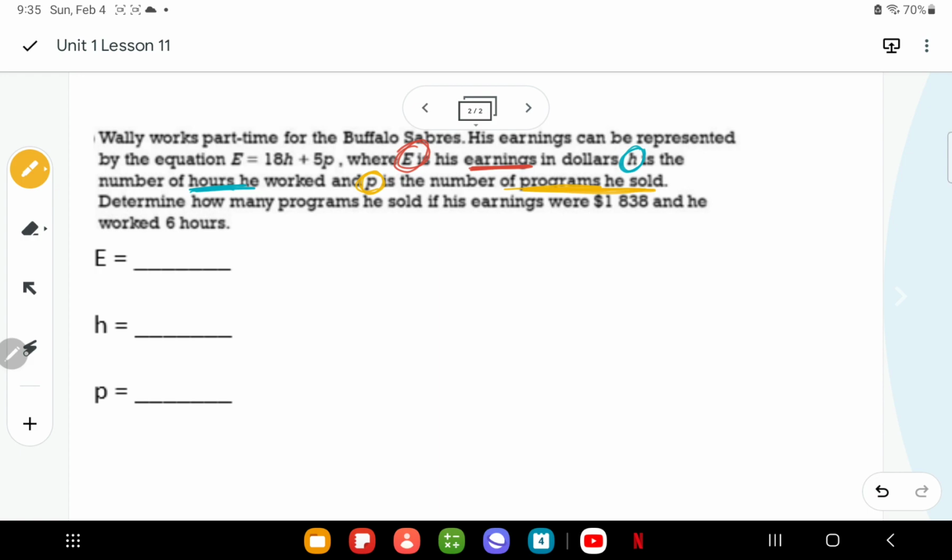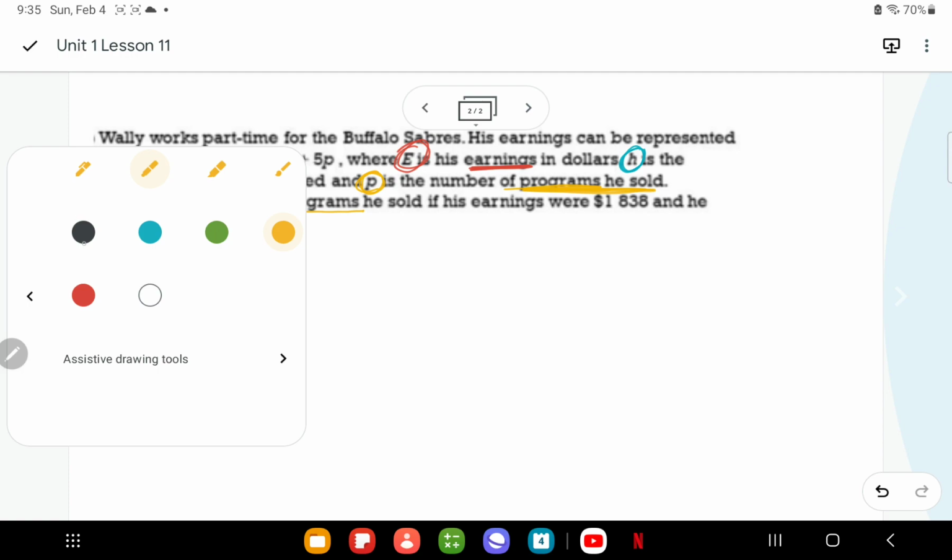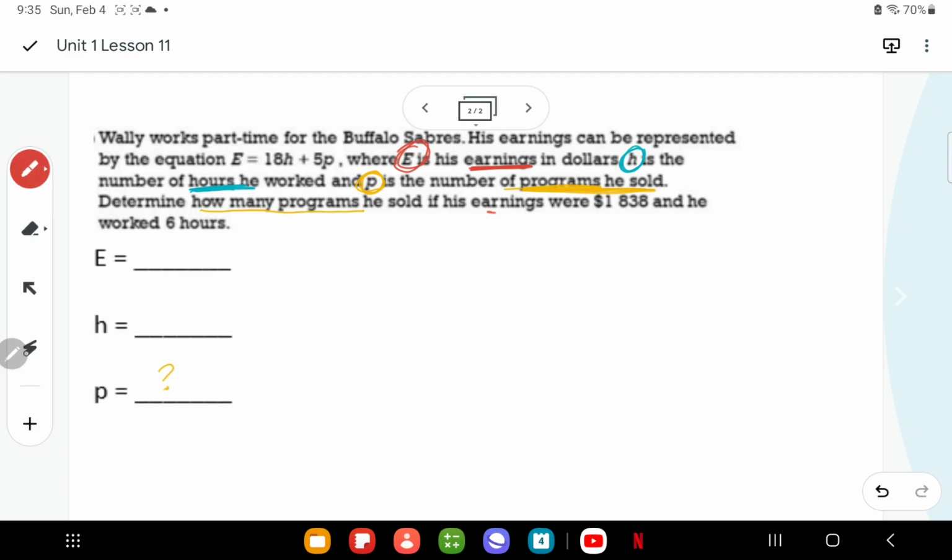Now this says determine how many programs. So that tells me that the programs is my question mark. They're looking for the number of programs he sold if his earnings, so I'm going to circle this in red, his earnings were 1,838 and he worked for 6 hours.